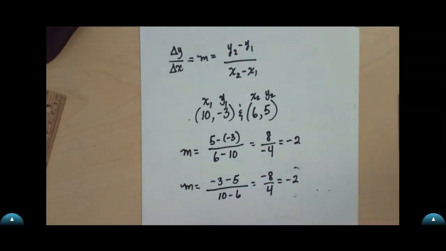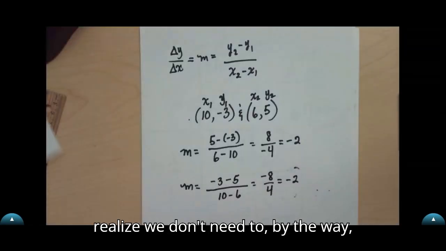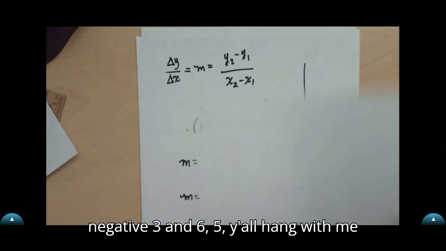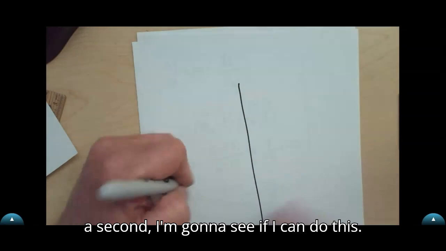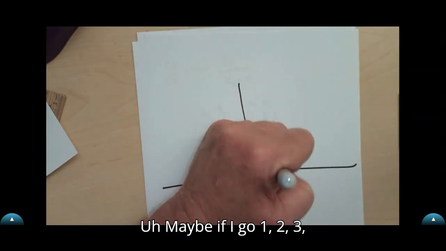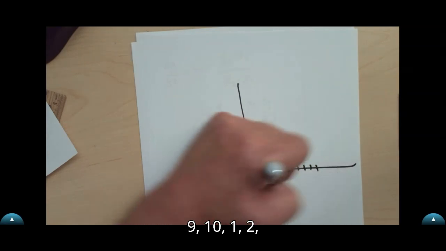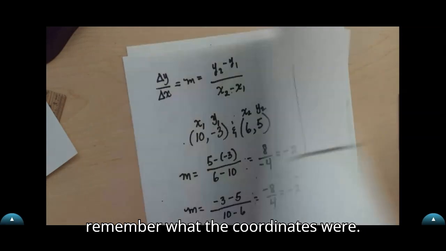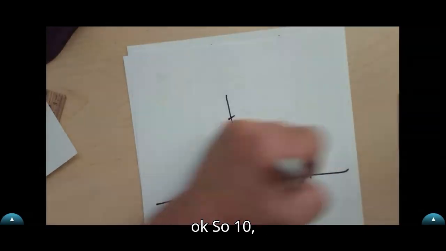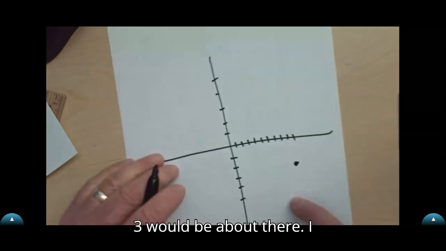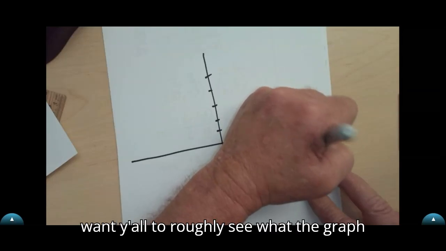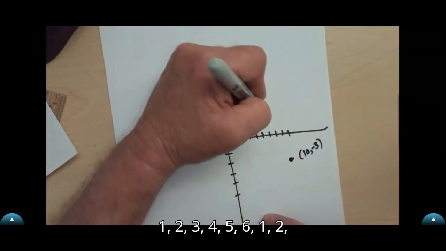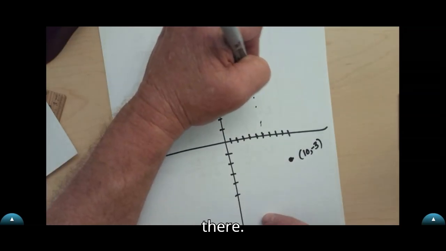Okay, so once we see that, then we realize we don't need to, by the way, if I did graph this line, let's see, maybe I'll do it real quick. So 10, -3, and 6, 5. Y'all hang with me a second. I'm gonna see if I can do this. Maybe if I go 1, 2, 3, 4, 5, 6, 7, 8, 9, 10, and -1, 2, 3, 4, 5. Can't remember what the coordinates were. And okay, so 10, -3 would be about there. I'm just going to do a quick sketch. I want y'all to roughly see what the graph looks like. And the other one was 6, 5. So 1, 2, 3, 4, 5, 6, 1, 2, 3, 4, 5. Somewhere right about there.